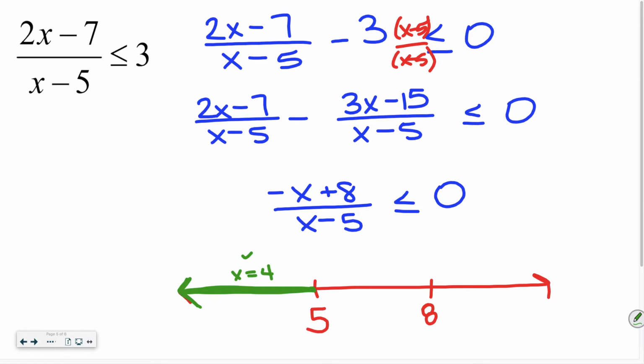Aaliyah, give me a number between 5 and 8. 6 sounds wonderful. Negative 6 plus 8 is positive. 6 minus 5 is positive. A positive divided by a positive is a positive. That is not what I'm looking for because our inequality says less than or equal to 0.